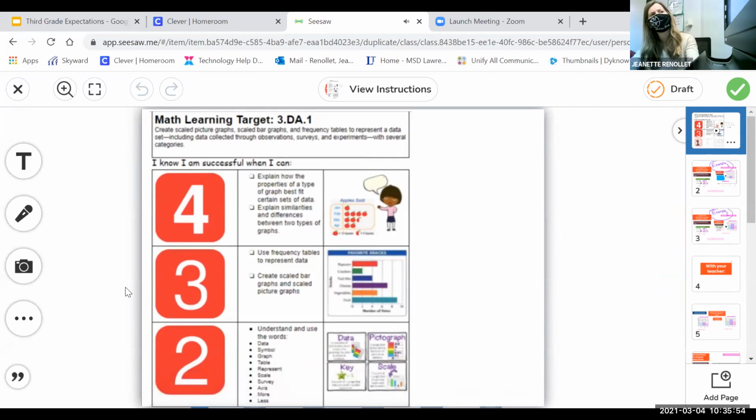Today we'll be continuing with creating scaled picture graphs, scaled bar graphs, and frequency tables to represent a data set. Yesterday we started creating our graphs using a frequency table to represent our data. Today we're going to be really looking at that scale and making sure that we have a scale for our bar graphs, picture graphs, and line plots that makes sense. So again, our guiding question today is going to be, does our scale make sense?